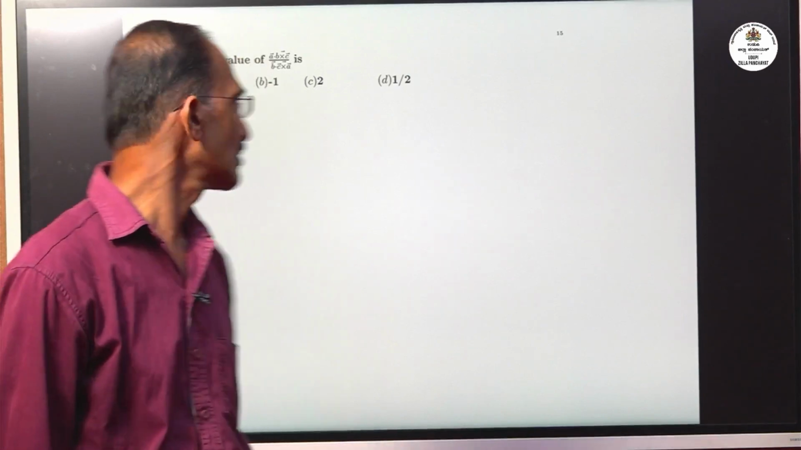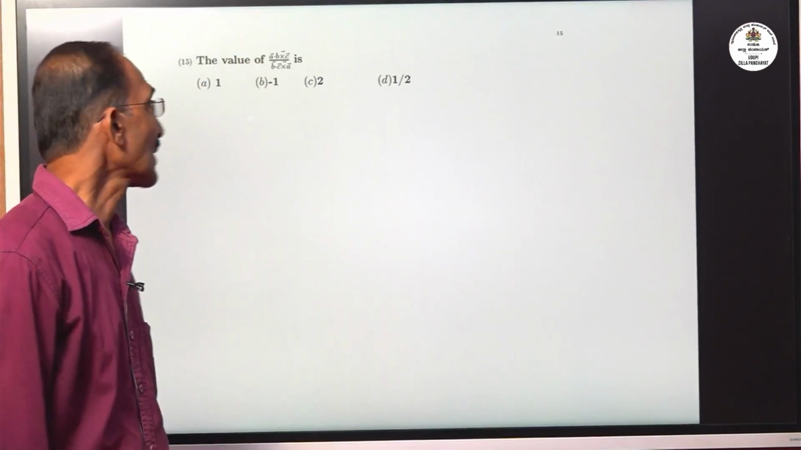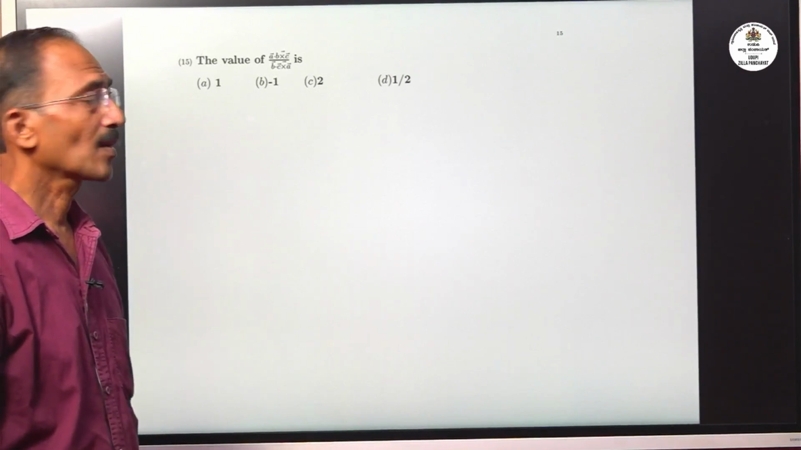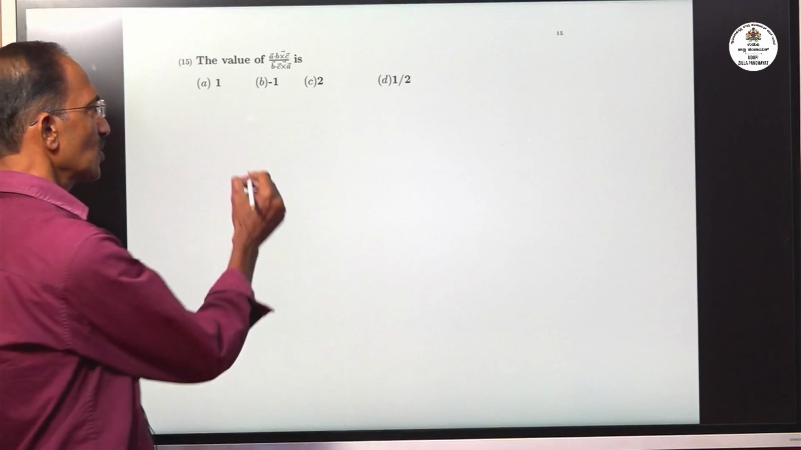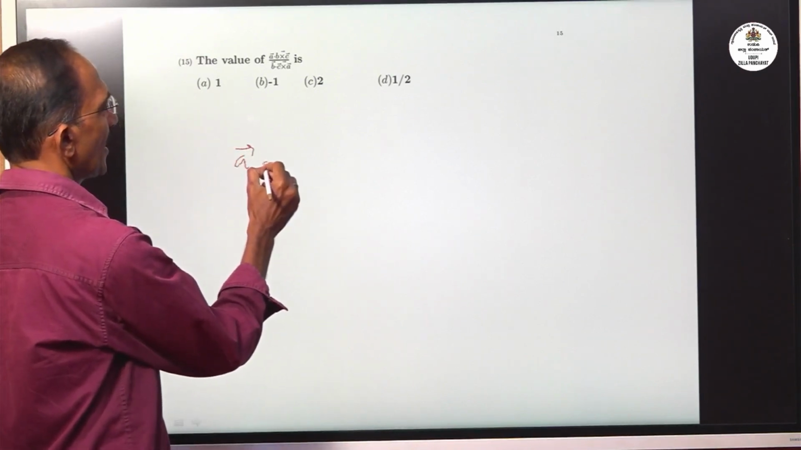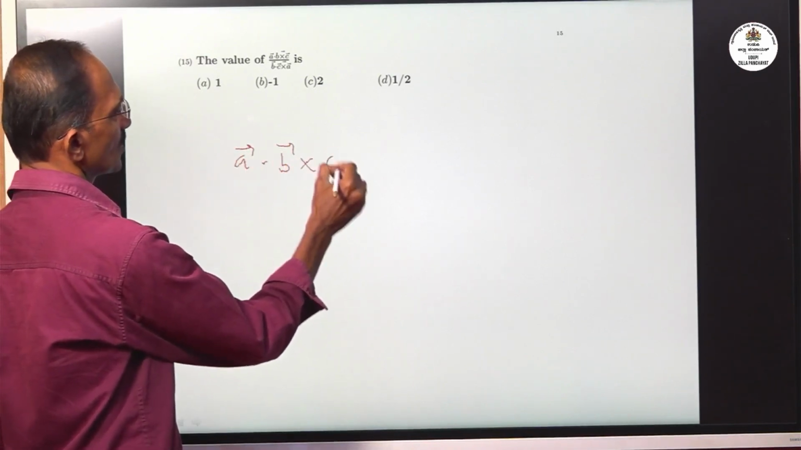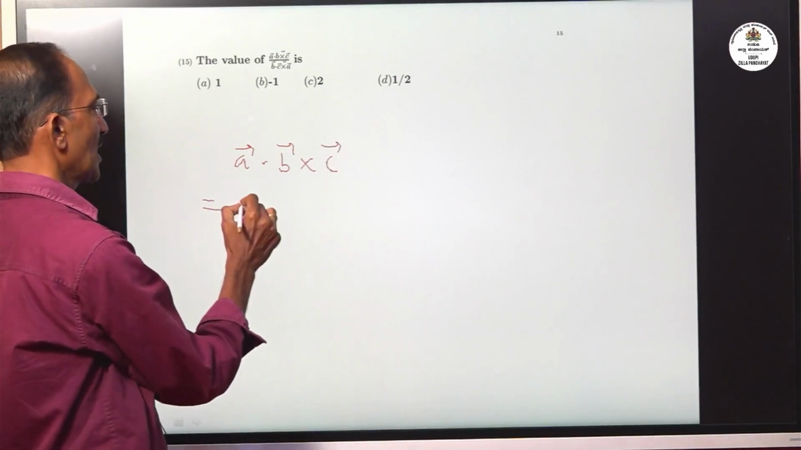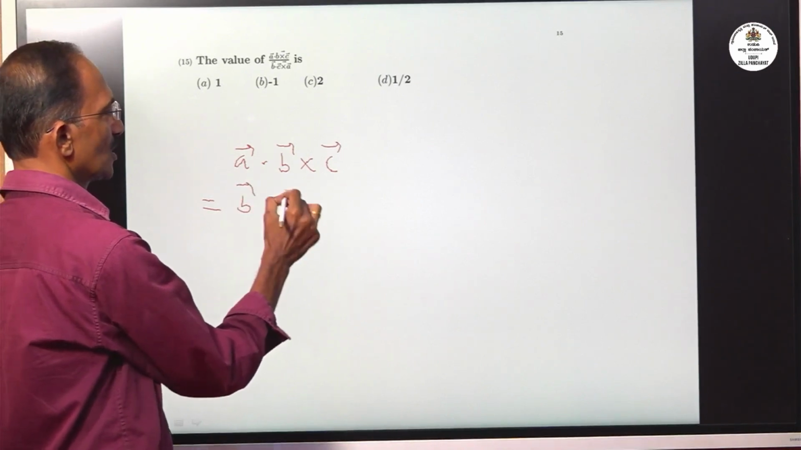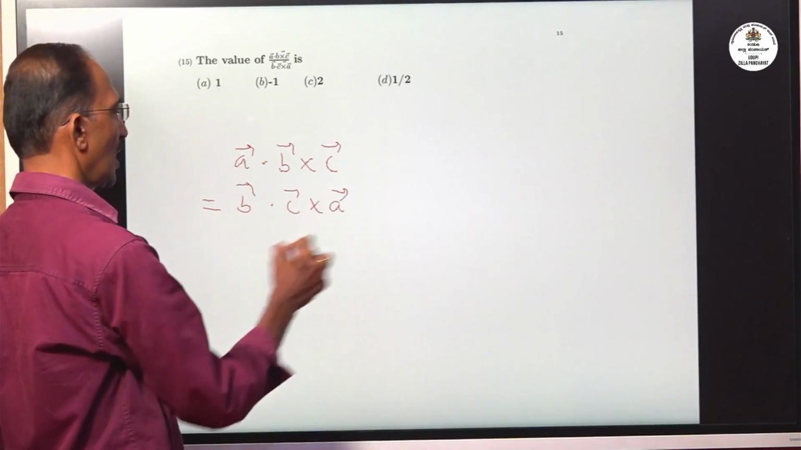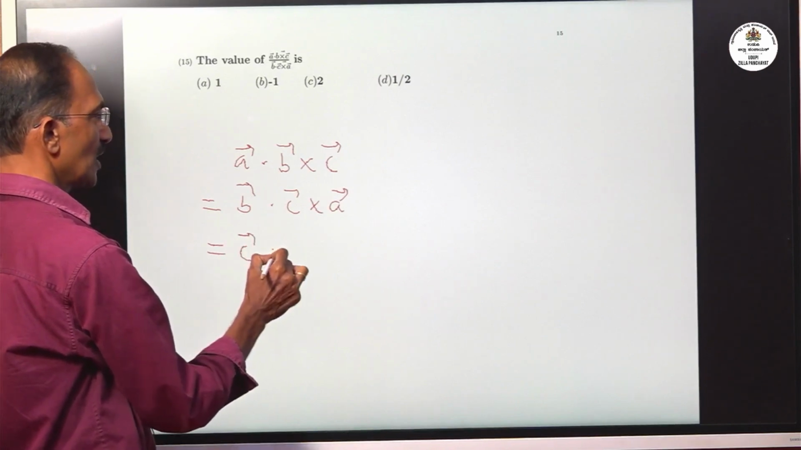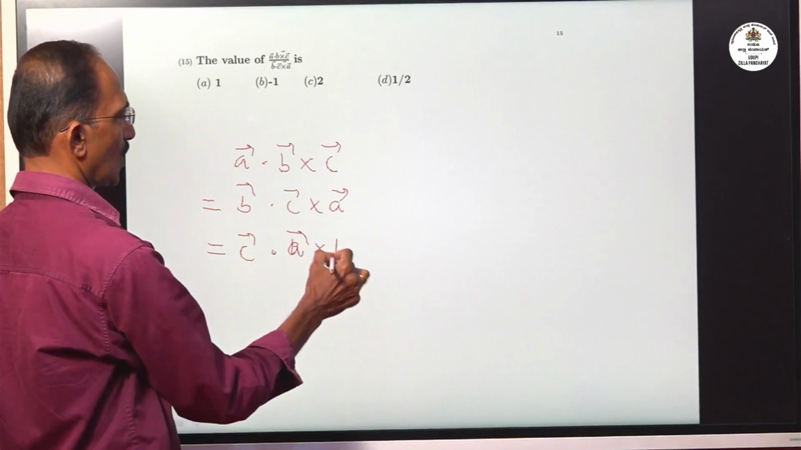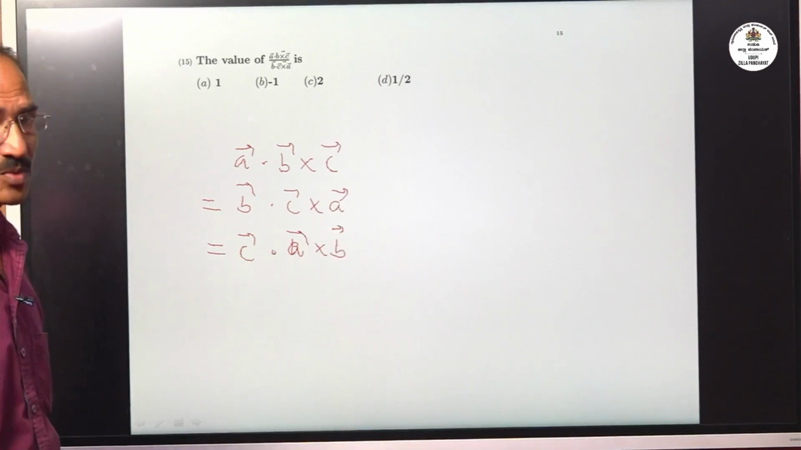So next one, question number 15. The value of A dot B cross C divided by B dot C cross A. So you use the simple relation: A dot B cross C is equal to, just replace A, B, C in cyclical order, B dot C cross A, which is also equal to C dot A cross B. All the three are equal.